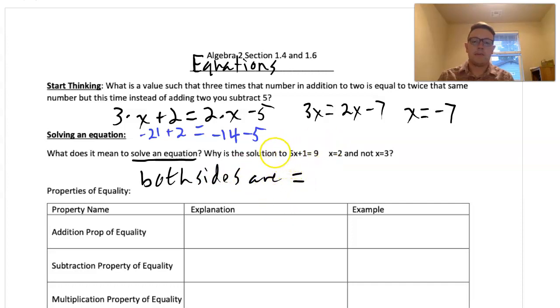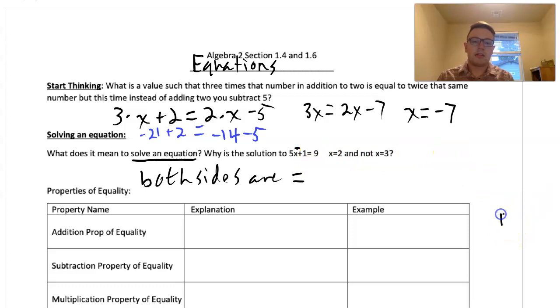Meaning that, this should be 5x minus 1. So if it's 5 times 2 minus 1, that gives us 9. If it's 5 times 3 minus 1, that does not give us 9. So remember, when we're solving, we are finding a value that makes the equation true.